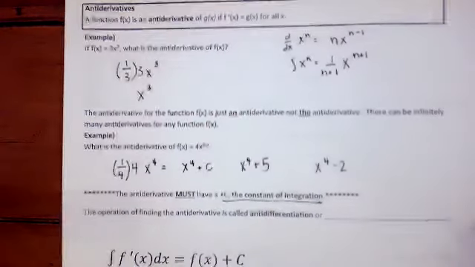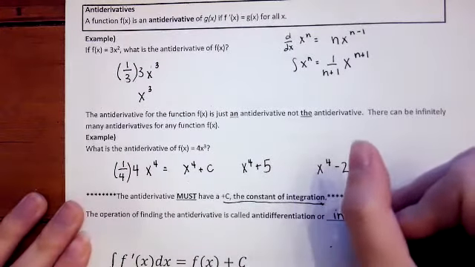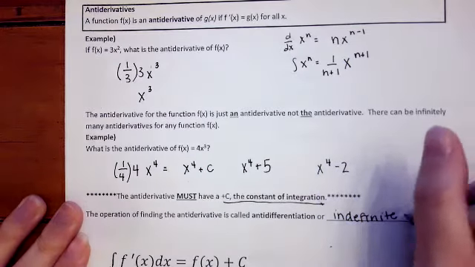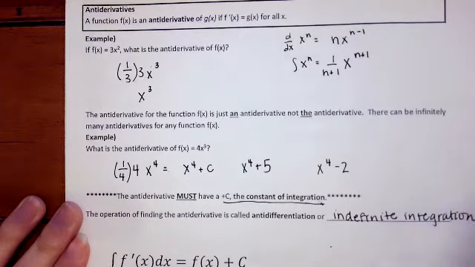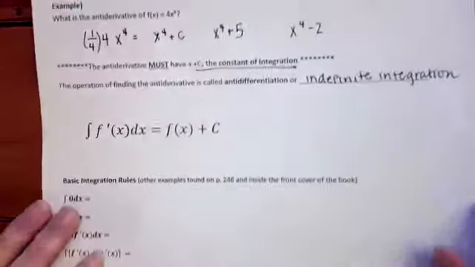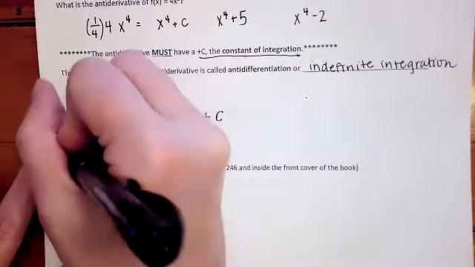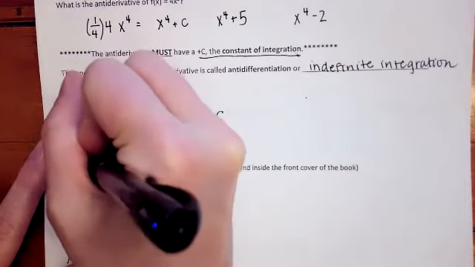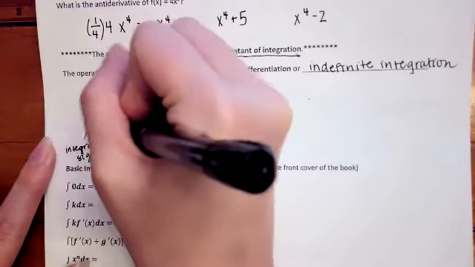Okay, so the operation of finding the antiderivative is called indefinite integration. Okay, and this is what our statement will look like. This is an integral sign. This is what we call the integrand.